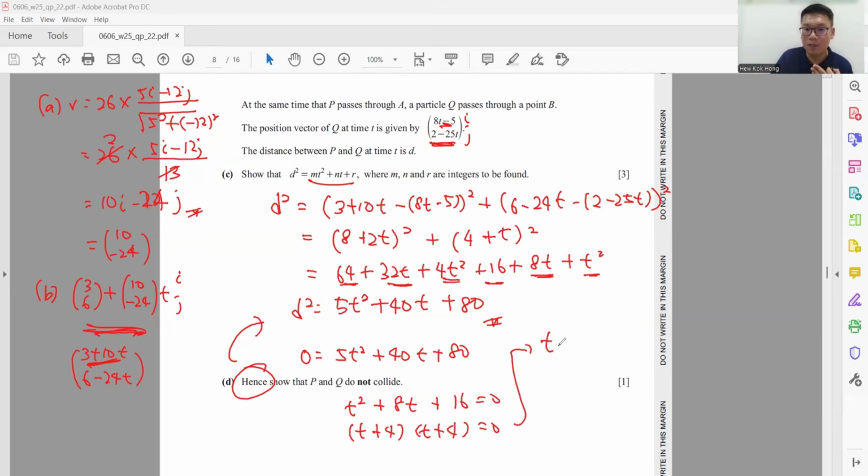So we can confirm t is always minus 4, but when we talk about SVA, we count the time must always be more than or equal to 0. We start the time and after it moves. Impossible, the time is a negative time, so that's why we reject this. We say they do not collide based on this working that you show.